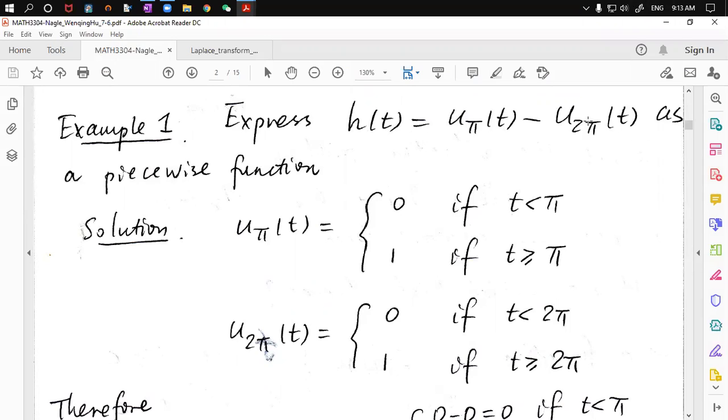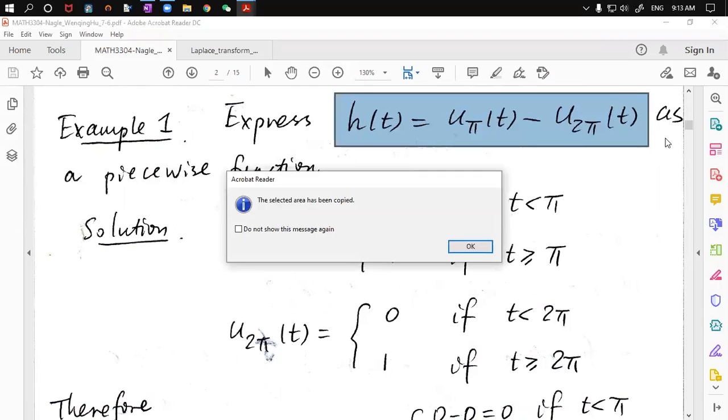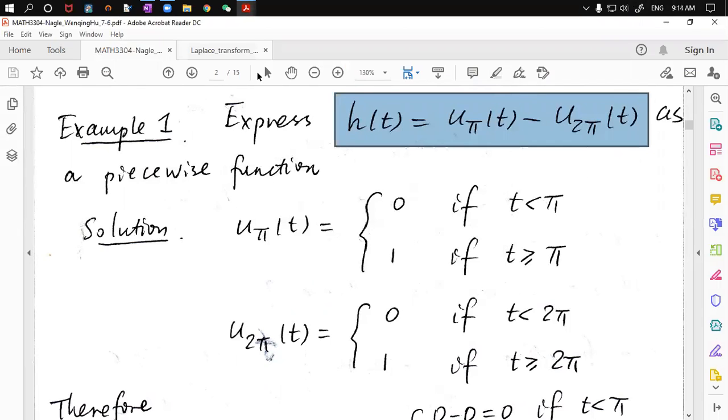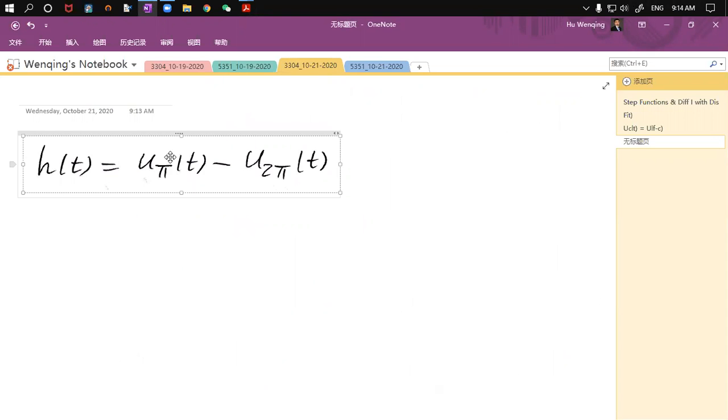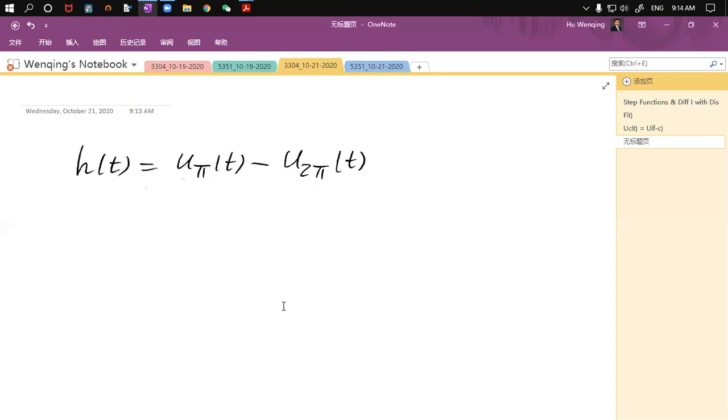So that's a piecewise function. You are going to have two unit step functions, but this is a linear combination of these two unit step functions. We just combine them, right? But this is going to create a certain kind of piecewise function. So let's look at this h of t. What does it do? Well, there is a u pi of t. So let's say this is the function h of t, and then you are going to have the function as a function of t.